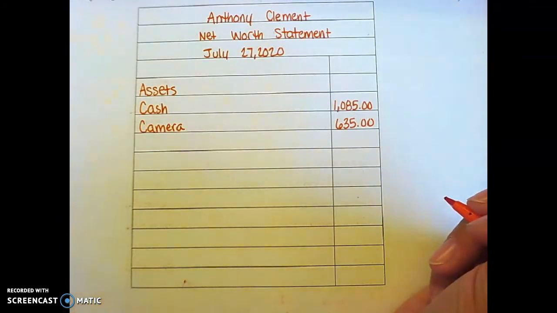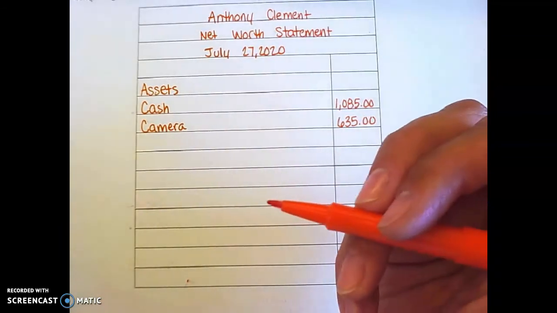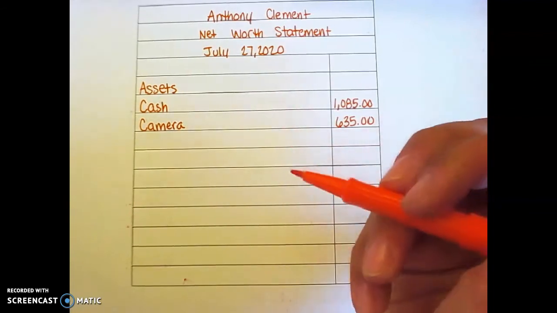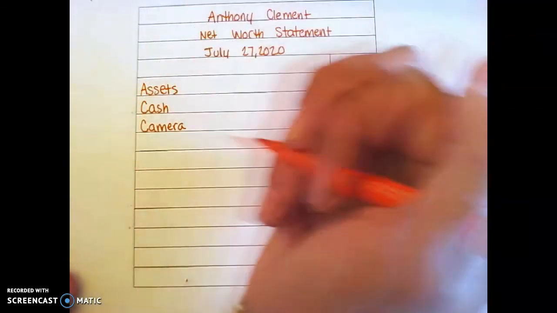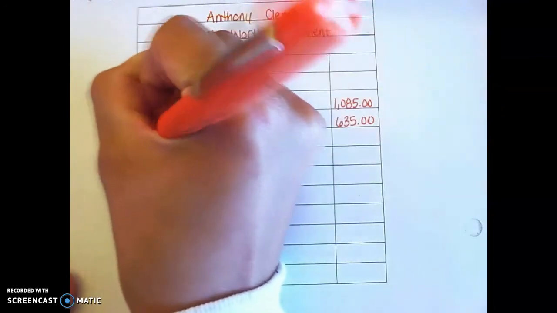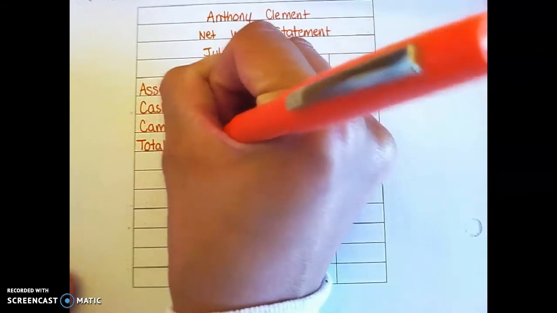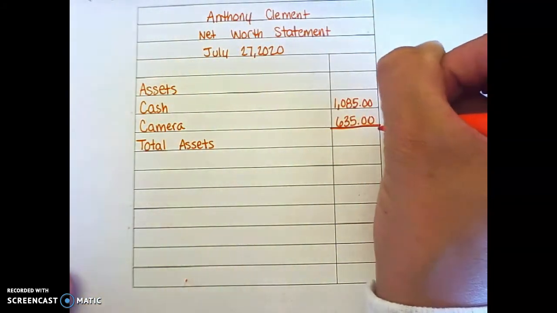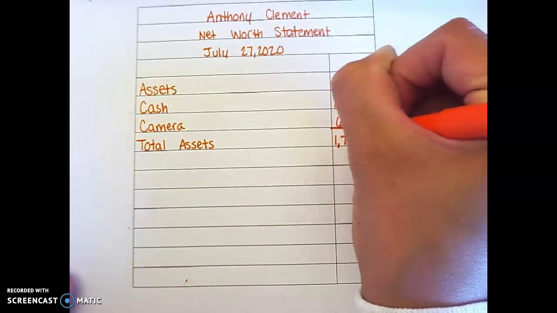Now, assets can be anything that you own that has value. Like this pen has value. Maybe it's 50 cents or $1, whatever value you could consider this pen has. However, I'm not going to list that on my net worth statement. I don't think the bank is interested in seeing that. So I'm going to write total assets, and then I will go ahead and draw a single line because I am adding. And my total here is $1,720.